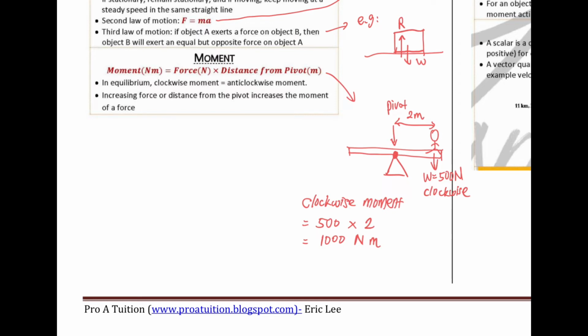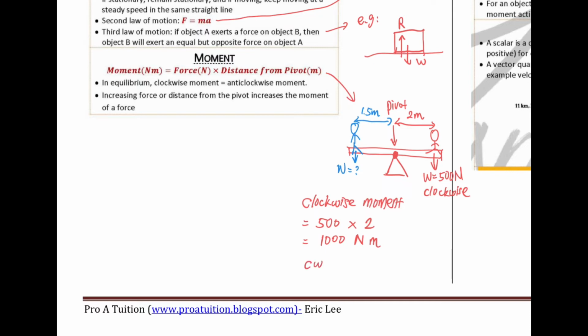Let's say I give another example. Let's say there is another guy here, and this guy is 1.5 meter away from the pivot. So the question is, what is the weight of this boy if he wants to balance with the boy on the opposite side? Of course, in order to do this, we use clockwise moment equals anti-clockwise moment.